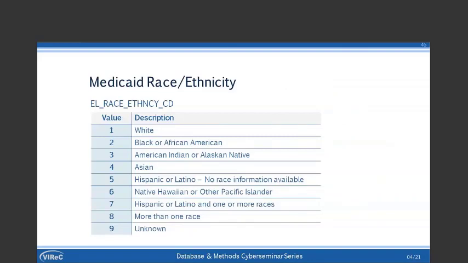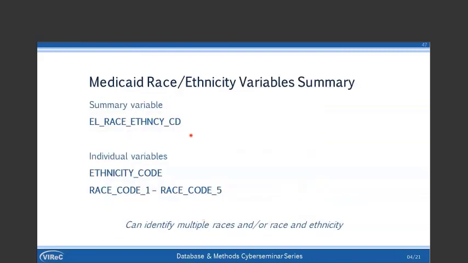The Medicaid race and ethnicity variable contains data that's more similar to our VA current standards. The big difference is that Asian would include Asian plus Native Hawaiian and Pacific Islander. There is a summary variable that contains information not only on whether they're Hispanic or Latino, but if they have other race available, if they don't have other race available, or also if they're multiracial. You can get that information from their summary variable. But in addition to that summary variable, there are the individual codes for the ethnicity and race 1 through race 5 that would allow you to identify what the specific races were.